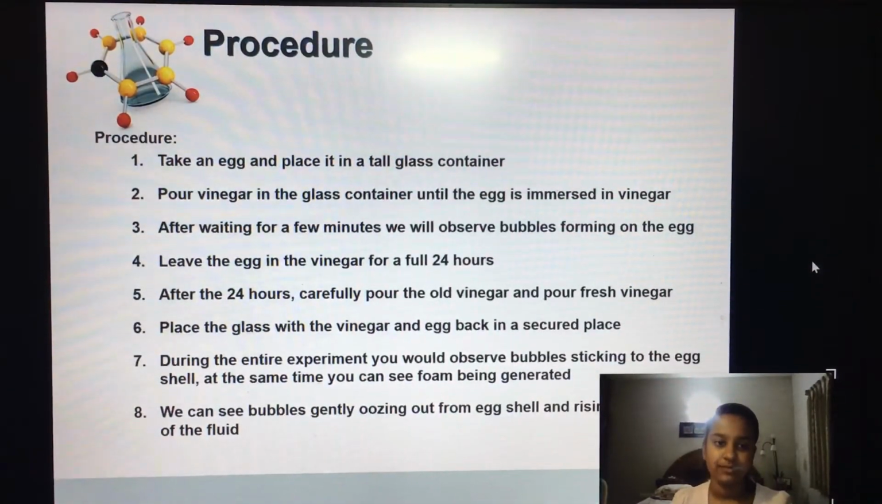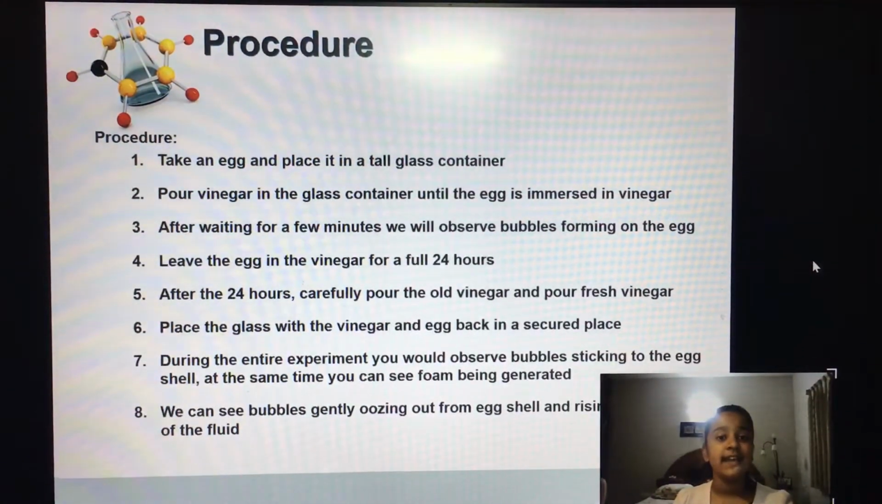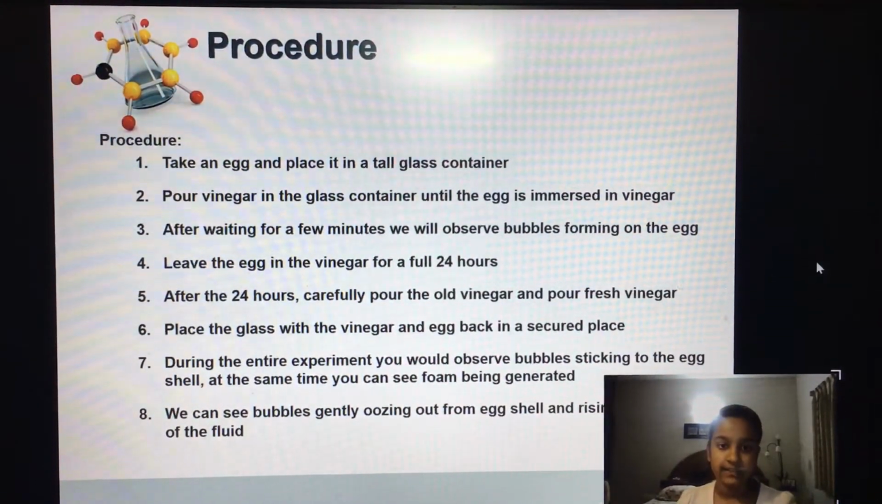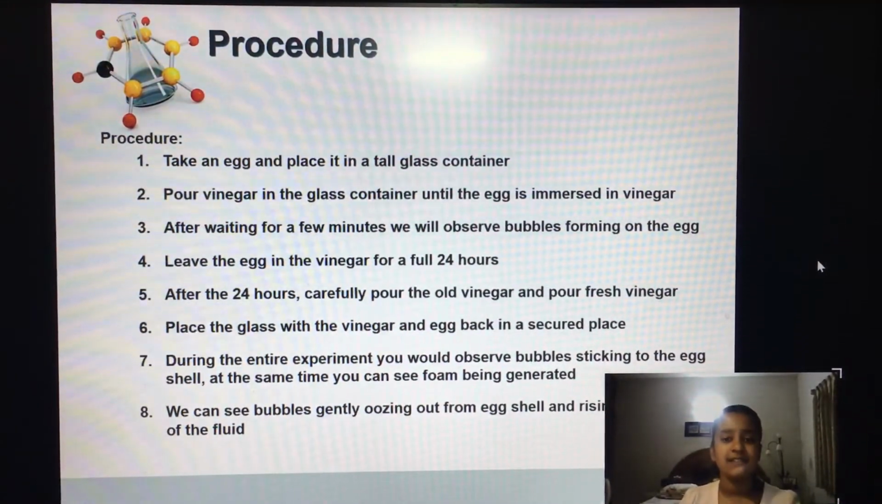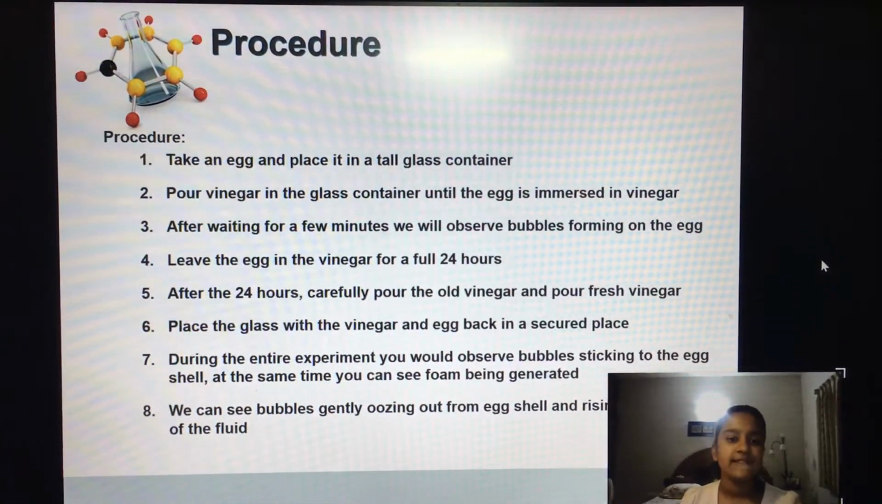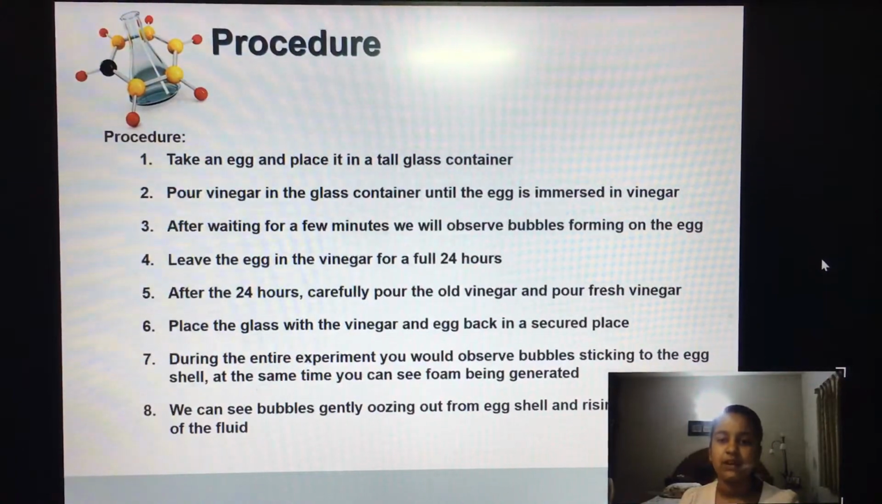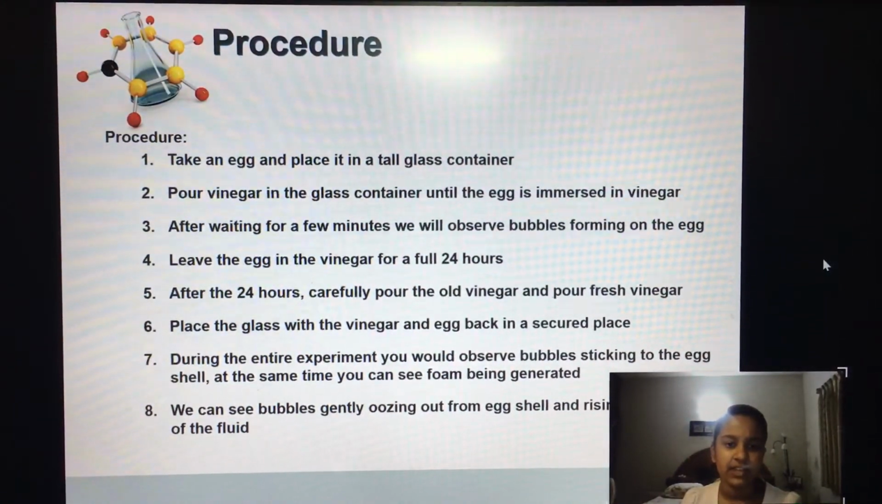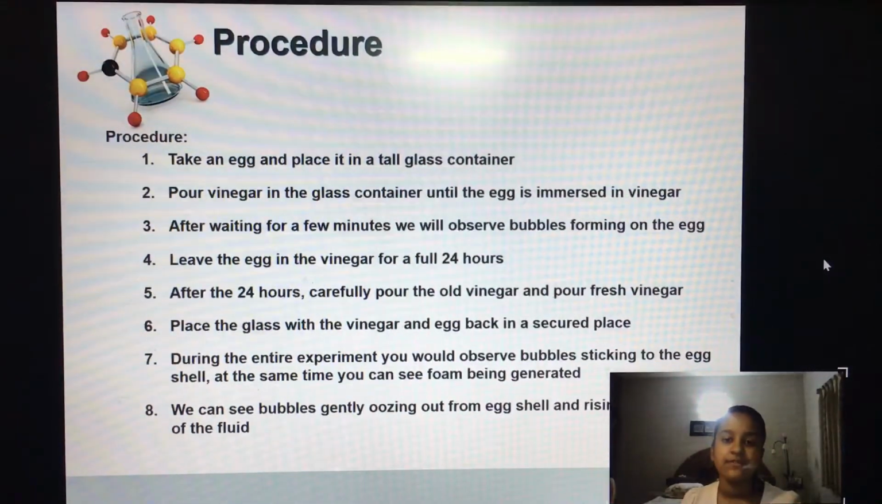The procedure. First, take an egg and place it in a tall glass container. Pour some vinegar in the glass container until the egg is immersed in vinegar. After waiting for a few minutes, we will observe bubbles forming on the egg. Leave the egg in vinegar for a full 24 hours.